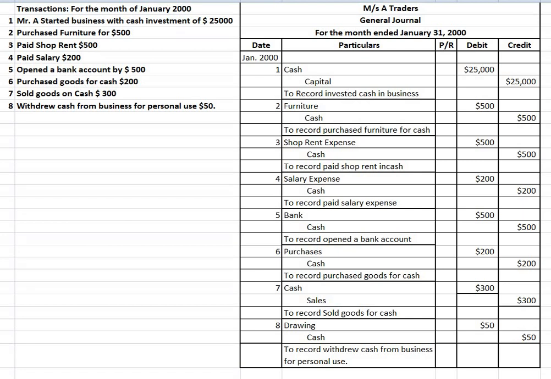with a cash investment of $25,000. Here you can see a format of a journal. Messrs. A Traders Journal for the month ended January 31st, 2000. We will record this transaction as in the business cash is increased. Whenever cash is increased, it is to be debited. So first of all, we will record the debit effect of the transaction. Cash is debited by $25,000, and then capital will be credited by $25,000.